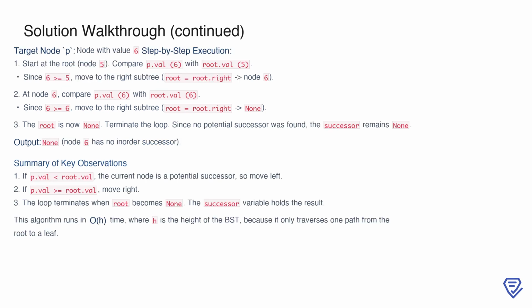At the end of the traversal, no potential successor was found because there were no nodes greater than 6 in the tree. As a result, the successor variable remains none. This means node 6 has no inorder successor.